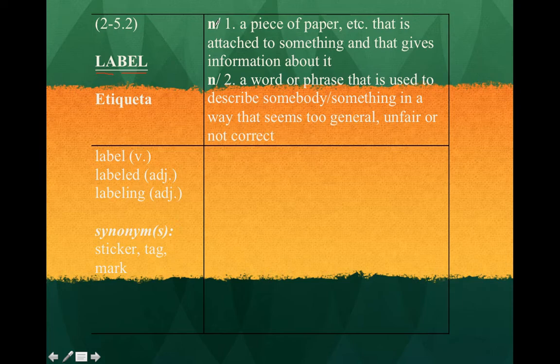Remember that. Some keywords that help us to identify nouns are articles a, and the. So when you use label, make sure you use like a label, the label. If you use to label, you're using the word as a verb, not as a noun. Synonyms, we got sticker, tag, mark. We have no antonyms for this word.